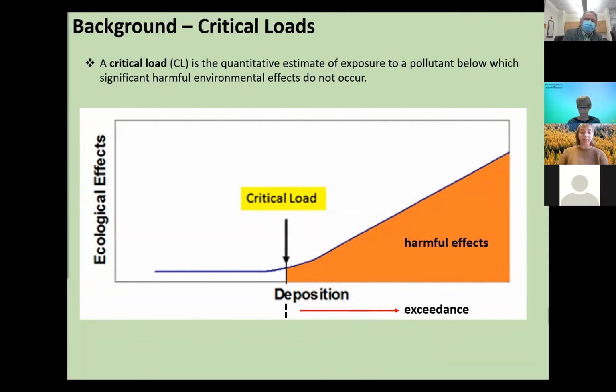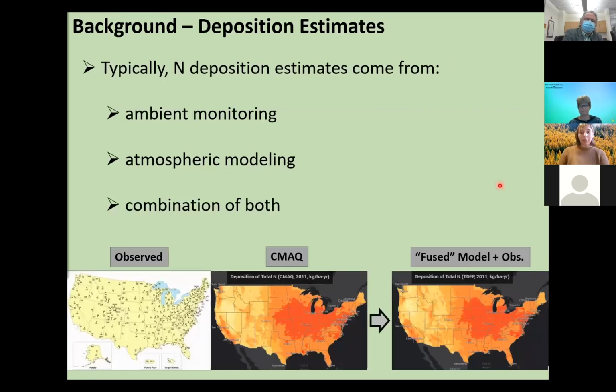Accurate measurements of nitrogen deposition are needed for land managers to determine nitrogen critical loads and exceedance estimates. The deposition estimate used to evaluate a critical load can influence whether an exceedance is expected and can change management and policy response. Typically, nitrogen deposition estimates come from ambient monitoring, atmospheric modeling, or a combination of both.